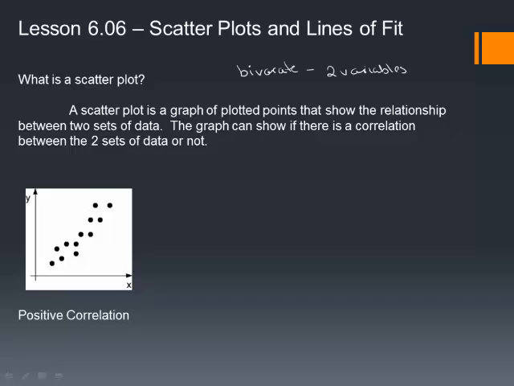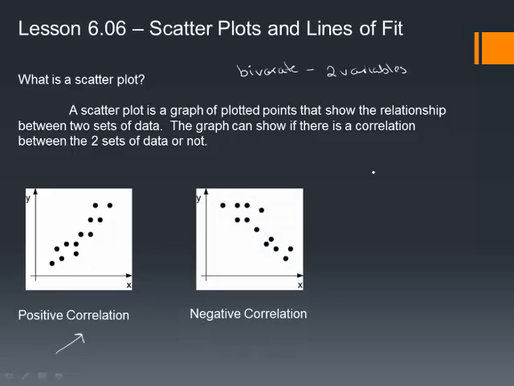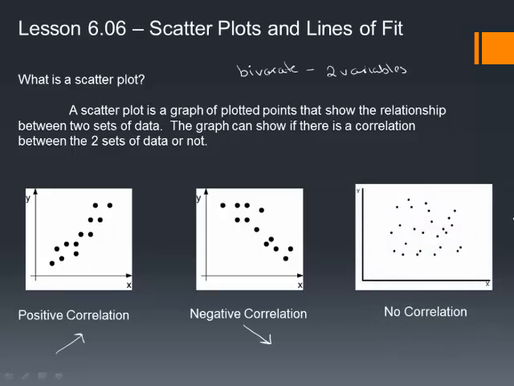We can have a positive correlation in which the dots that we've plotted move in a generally upward position. We can have a negative correlation in which they move in a generally downward direction. And we can have no correlation at all, which occurs when you have just random scattering and no visible pattern.